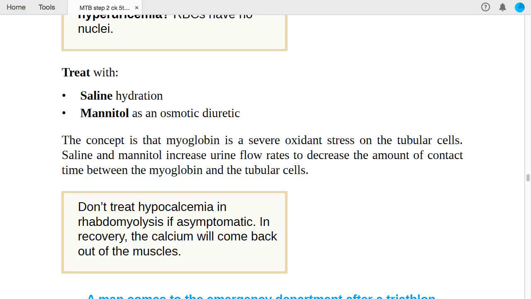So don't treat hypocalcemia in rhabdomyolysis. If the patient is asymptomatic, in recovery the calcium will come back out of the muscle. Definitely the precipitation is there, and the binding is there, because calcium is mostly bound to the traumatically damaged muscle cells, right? Once the patient is recovered and the damage is repaired, the whole calcium will come back. So no need to treat hypocalcemia in these patients.